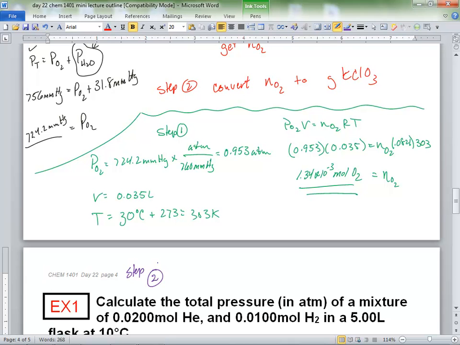In my first step, I got about 1.3 times 10 to the negative 3 for the moles of oxygen. It depends on your rounding, but you should be somewhere around there. Once I use the correct pressure, you need to do the last step: convert that to grams of potassium chlorate. I'm not sure where you're at. All right, so the first step would be use the mole bridge, and then the molar mass of potassium chlorate.